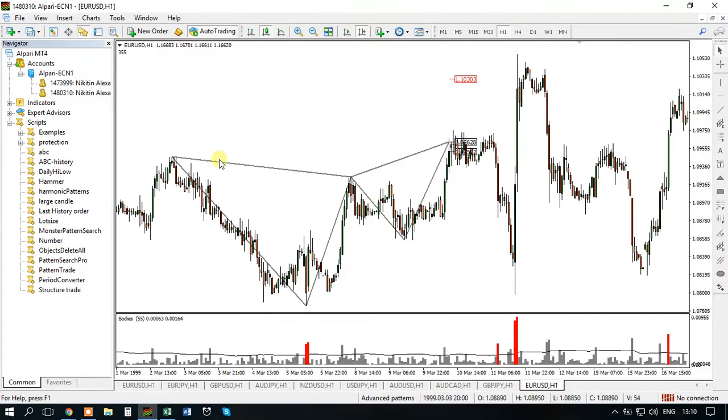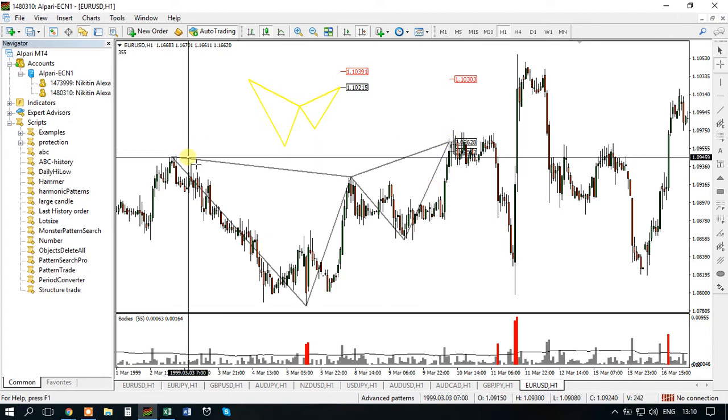If we go here, look at the structure of the butterfly, always the D point exceeds X with butterflies, but with Gartleys and bats, you see the bat, the D point doesn't exceed the X point. Never does it exceed. So this one is called a retracement pattern because it is a retracement as compared to XA, and this one is called an extension pattern because it extends past X. This is an extension pattern.